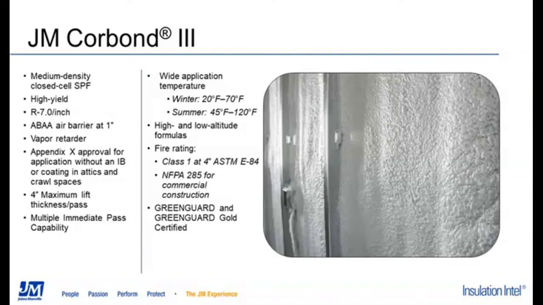Some of our competition, once we start getting over 2-3 inches, they lose their initial R value and it starts decreasing. Ours does not. We have air barrier approval from ABAA at 1 inch, and we're a vapor retarder at 1.5 inches. You can actually install this stuff with a maximum lift at 4 inches without having a problem. But what we recommend is multiple passes at 1.5, which you can do one right after the other. And that gives a better structure and a better foam going into the walls.